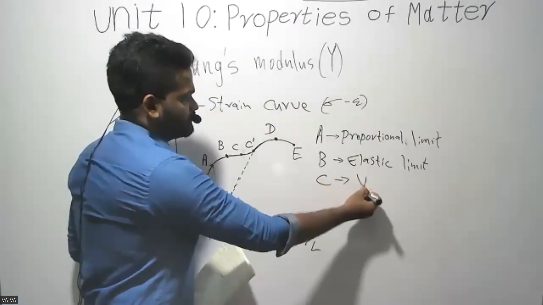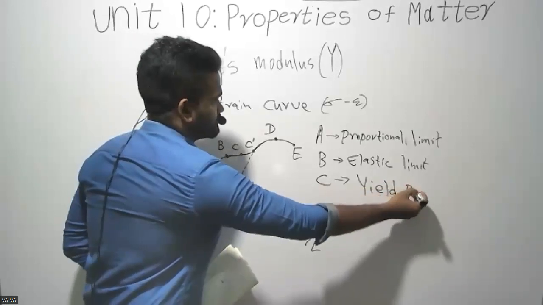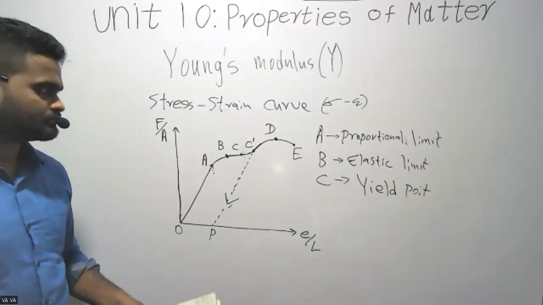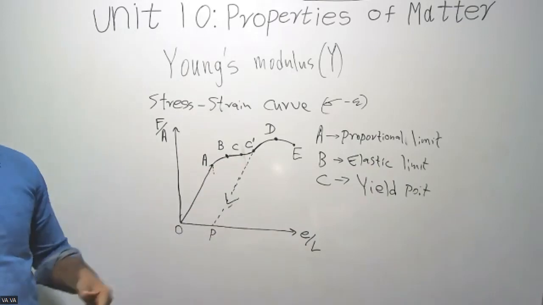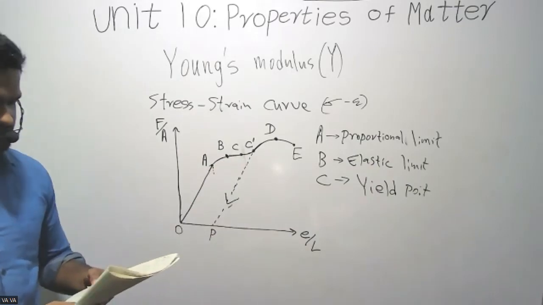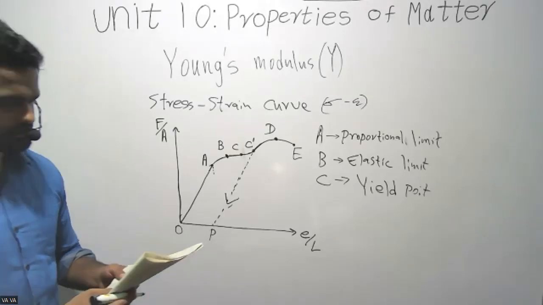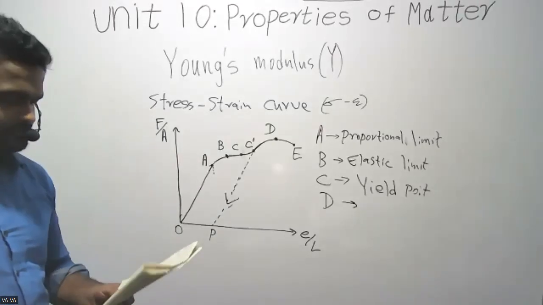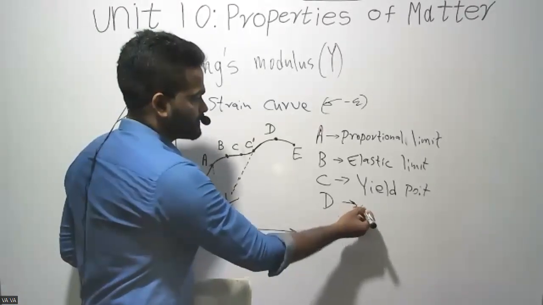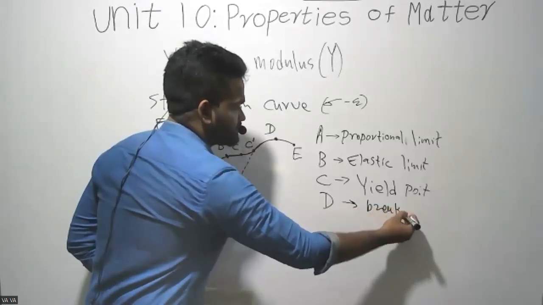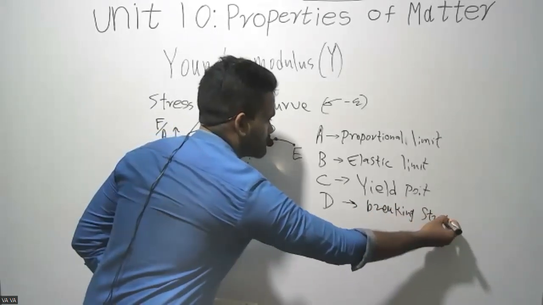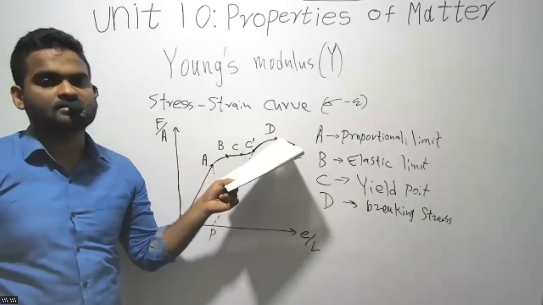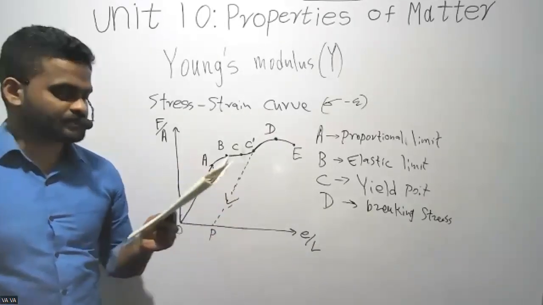C, we call this yield point. C is yield point. Then capital D is break-in stress. Break-in stress means when you provide that stress, it breaks, right? When you go here, it is a maximum stress. So D is break-in stress.